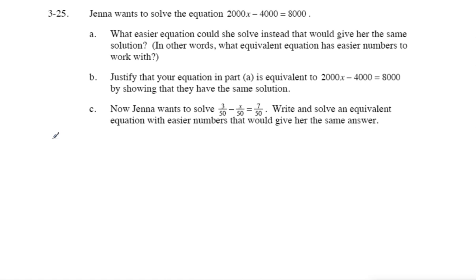Well, when we look at the equation that she's got, this is for letter A, we know that she's got 2000 times x, and she's subtracting 4,000 from it, and it equals 8,000. Each of these numbers obviously has 1,000 as a factor, so we could divide each term in this equation by 1,000 to make this a little bit easier to work with. Let's divide each term by 1,000.